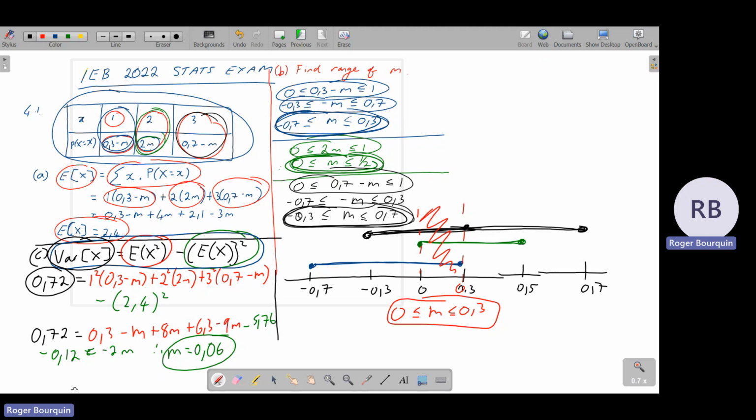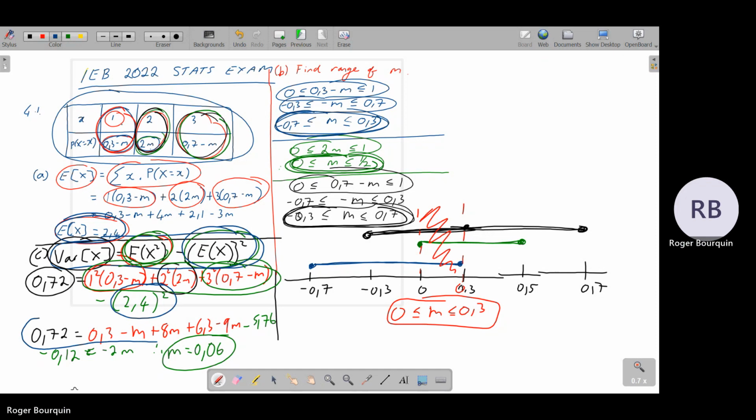To find E of x squared, you're finding the sum of your x squared values times the probability. So it's going to be 1 squared times (0.3 minus m) plus 2 squared times 2m plus 3 squared times (0.7 minus m). That's what E of x squared means. Square your x values, times it by the probability, and add them all up. Then you've got to take away E of x all squared. Well, we worked out E of x was 2.4, so it's going to be minus 2.4 squared. And if you distribute, you get that whole line over there.